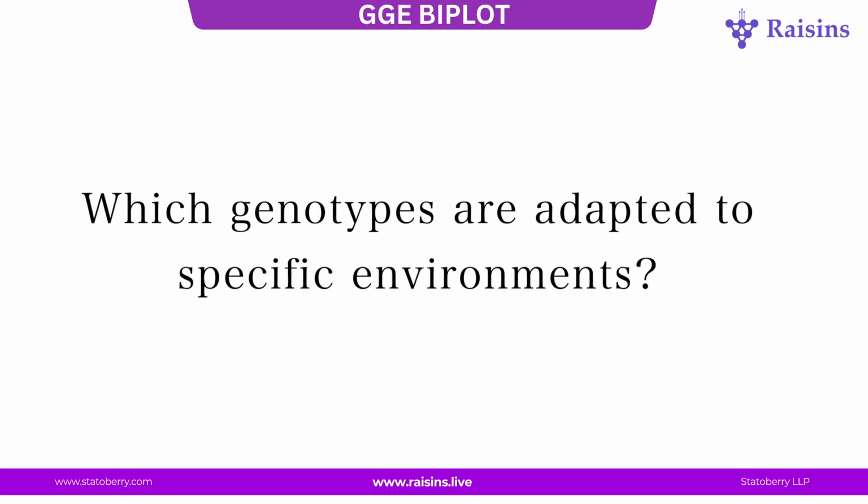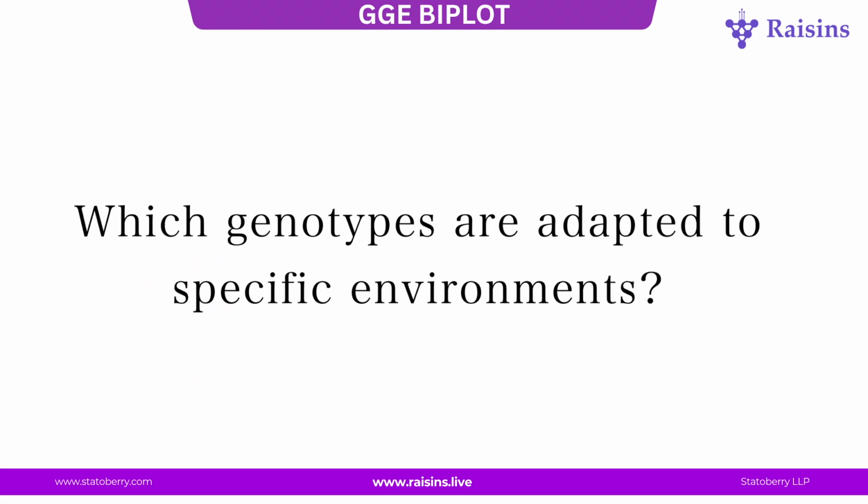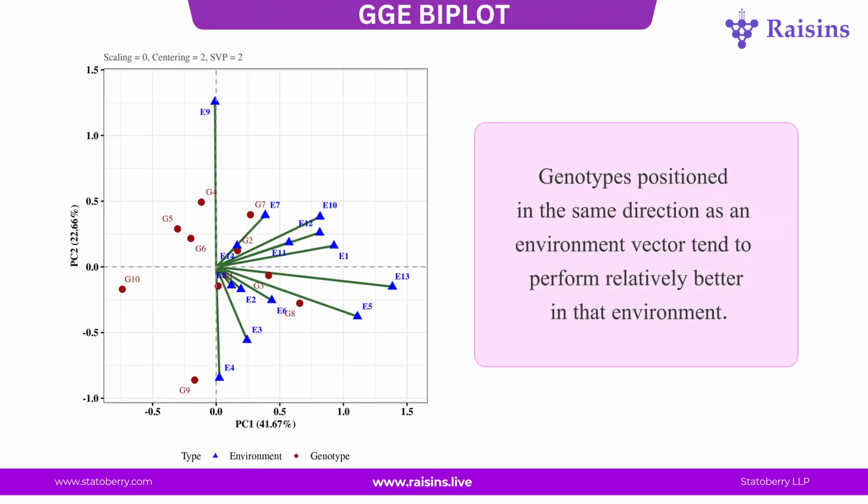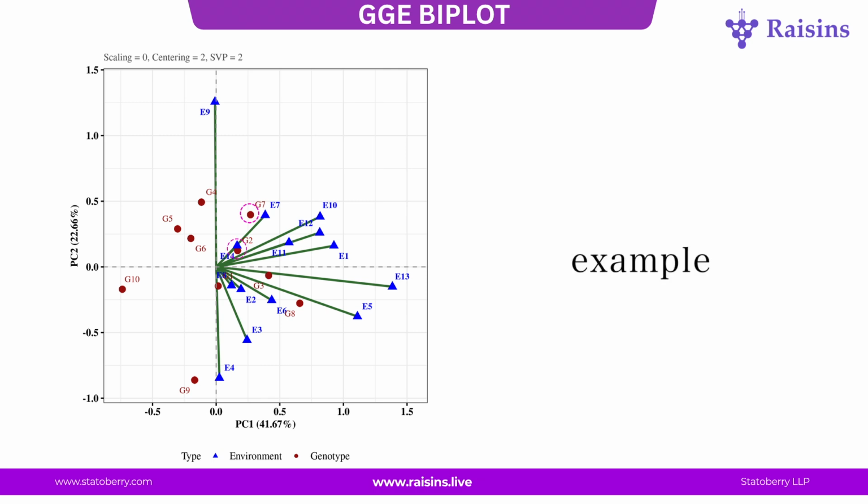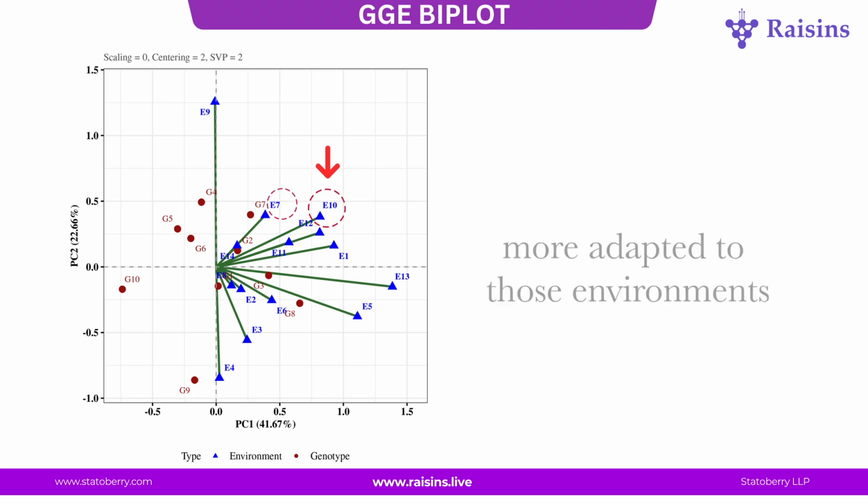Which genotypes are adapted to specific environments? Genotypes positioned in the same direction as an environment vector tend to perform relatively better in that environment. For example, genotypes located near the direction of E7 and E10 are more adapted to those environments.